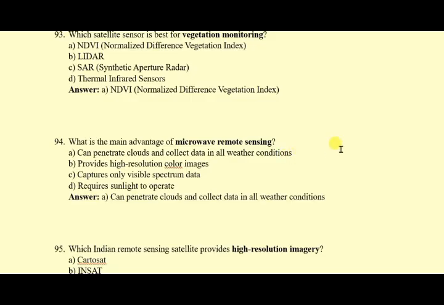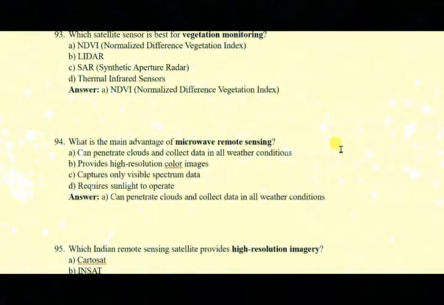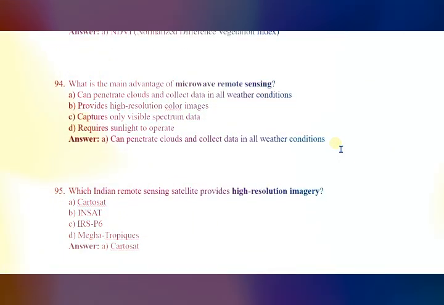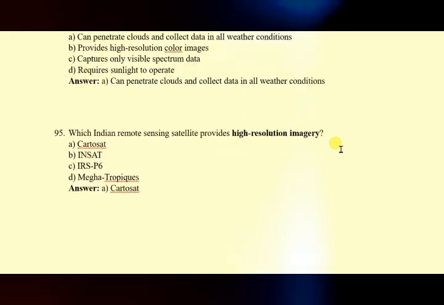94. What is the main advantage of microwave remote sensing? Can penetrate clouds and collect data in all weather conditions, provides high resolution color images, captures only visible spectrum data, requires sunlight to operate. The right answer will be can penetrate clouds and collect data in all weather conditions.